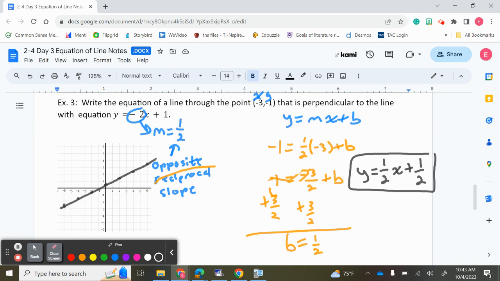So here's this one. So this is y equals 1/2 x plus 1/2. I'll give you a minute to catch up while you're graphing it.